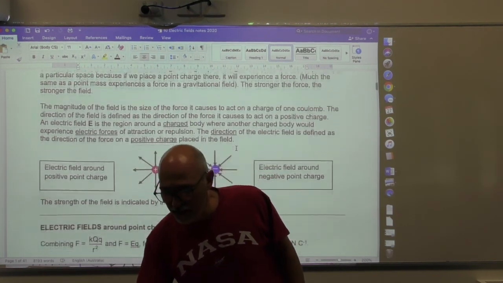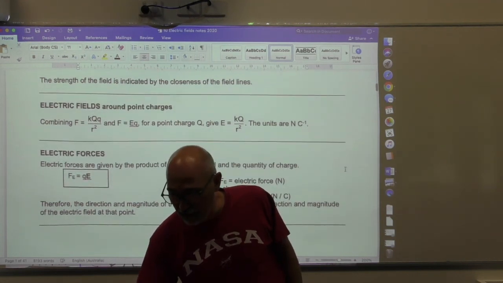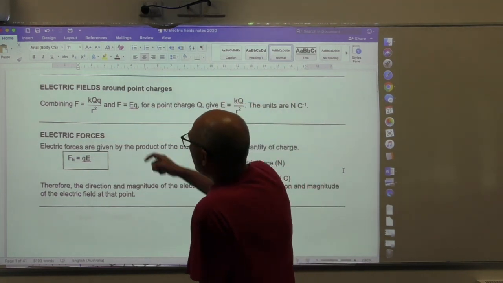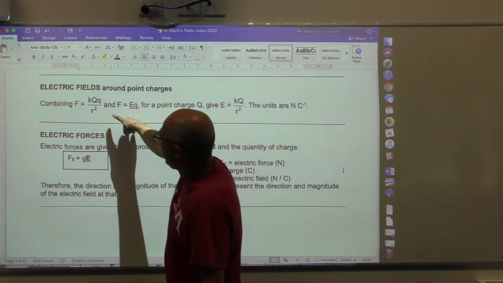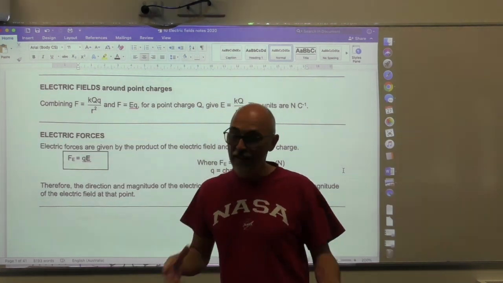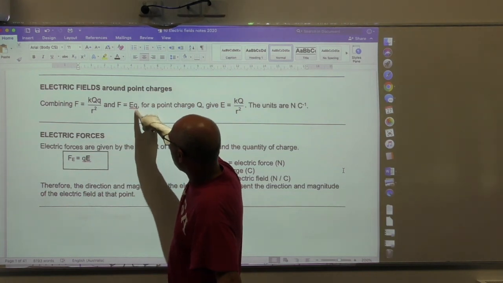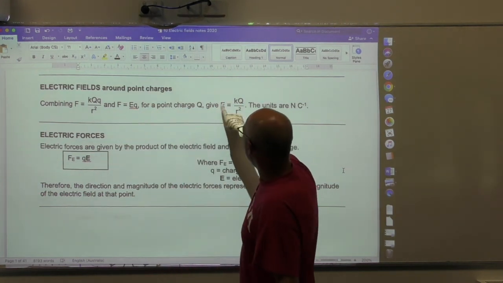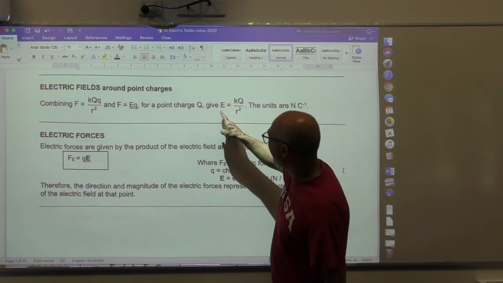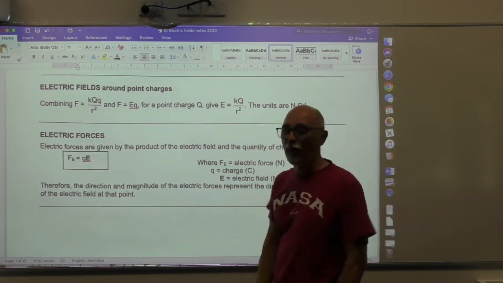Okay, electric fields. It goes through everything that I've already covered, basically, in electric fields around a point charge. So combining F equals KQq over R squared, here's another version of the formula that I mentioned earlier, big Q and little q, just saying that those two Q's don't have to be the same. And F equals EQ, so electric field multiplied by charge. For a point charge Q, E equals KQ over R squared. The units are newtons per coulomb. So this is another electric field formula. This is the electric field due to a single point charge.